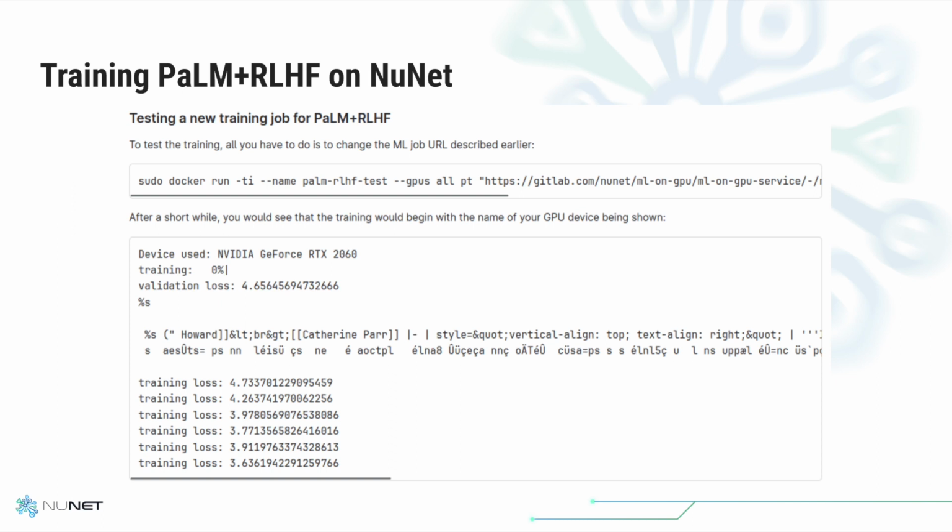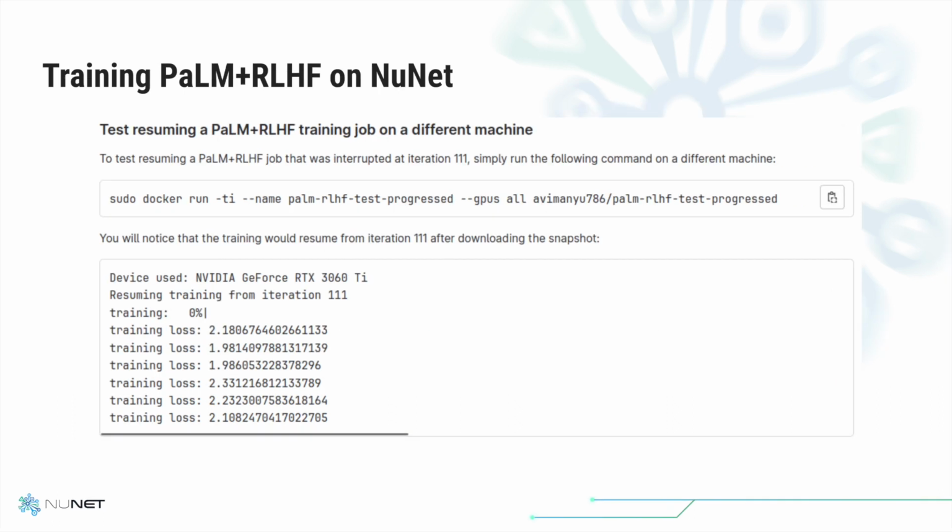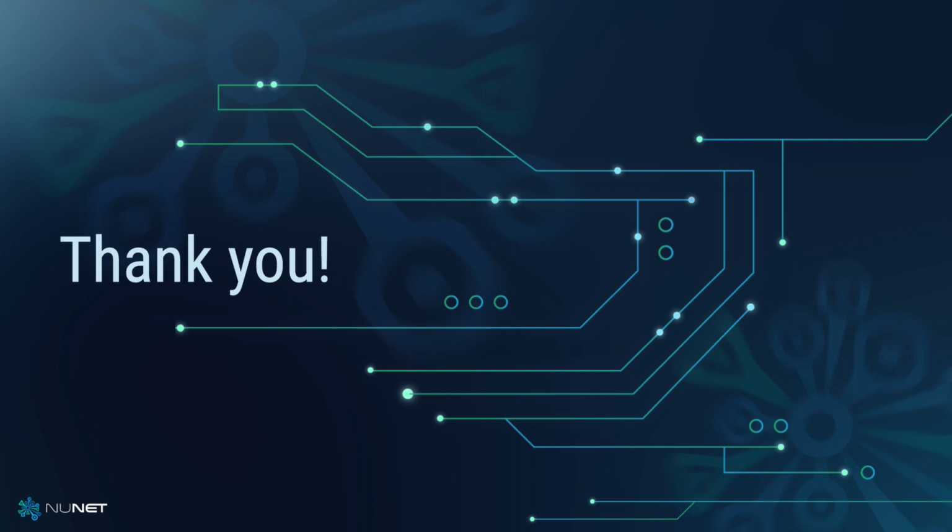So basically, I first tried running it on a 2060 GPU machine, and after it ran around 110 iterations, I interrupted it on purpose and just quit out of the program. Before doing that, I also saved a snapshot of the running job, and then I was able to resume it using this command on a different machine. So using this approach, we can go ahead and design our device management service and implement a decentralized way of training large language models. So that's all from my end.